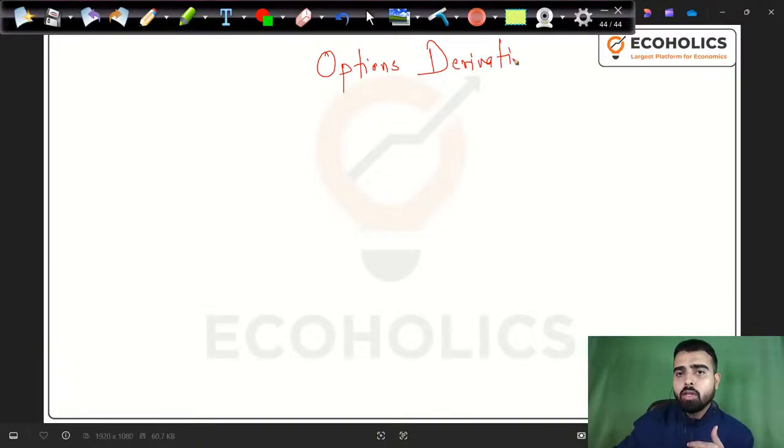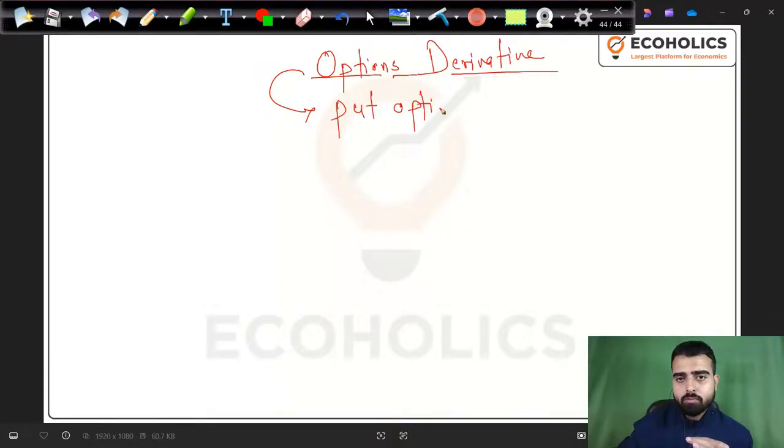We just saw that this is also a kind of derivative instrument. Okay, what is the option derivative? An option derivative gives you a right to buy or sell the underlying asset. Now see, this particular derivative comes with two kinds of options. First is the put option, then we have the call option.